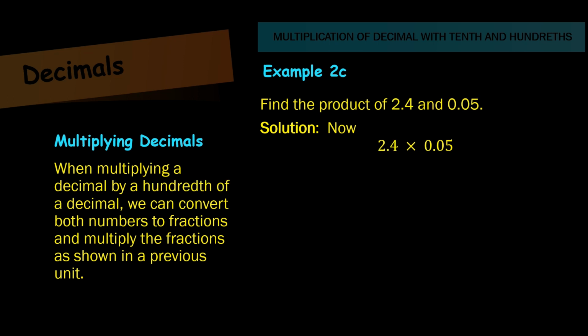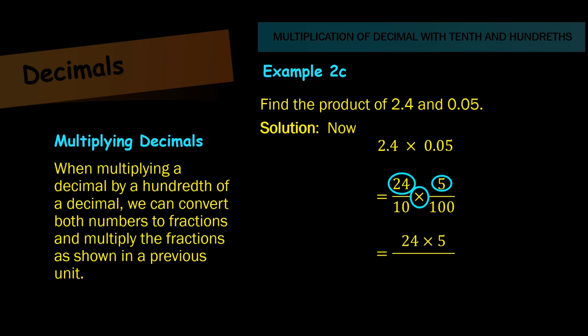When multiplying a decimal by 100th of a decimal, we can again convert to fractions and multiply in the usual way. Let's try the example shown on the screen. 2.4 becomes 24/10 and 0.05 becomes 5/100.